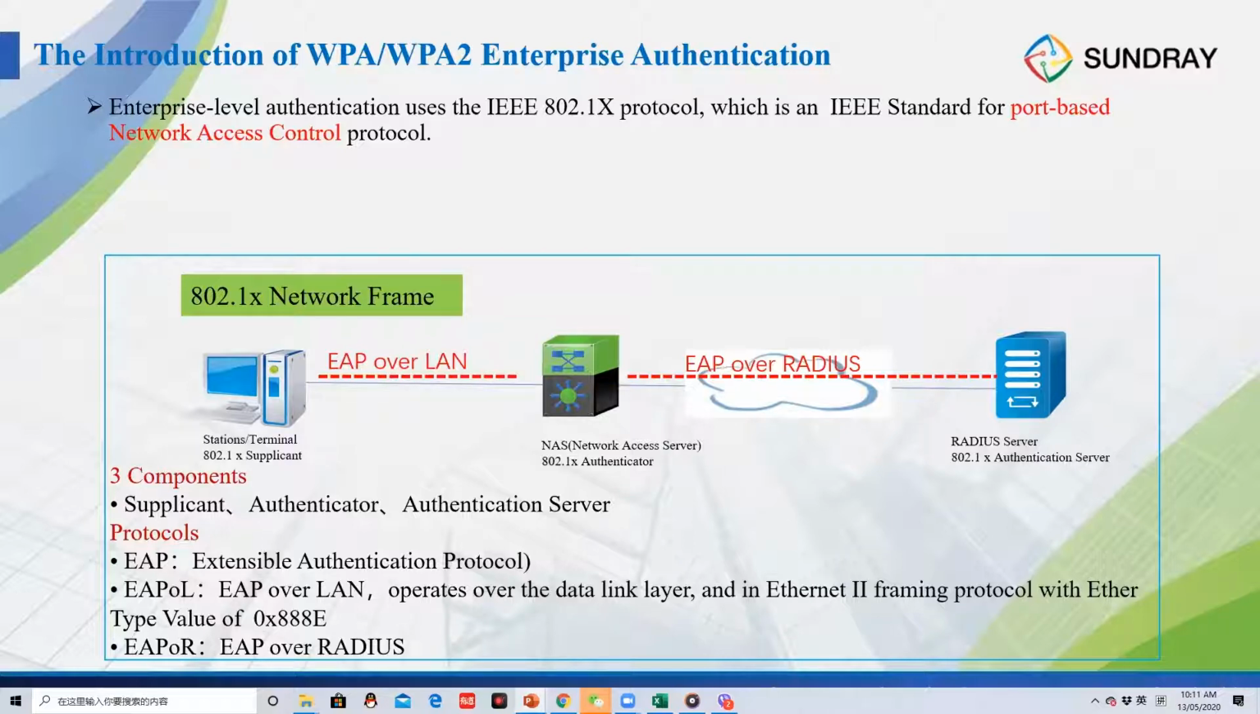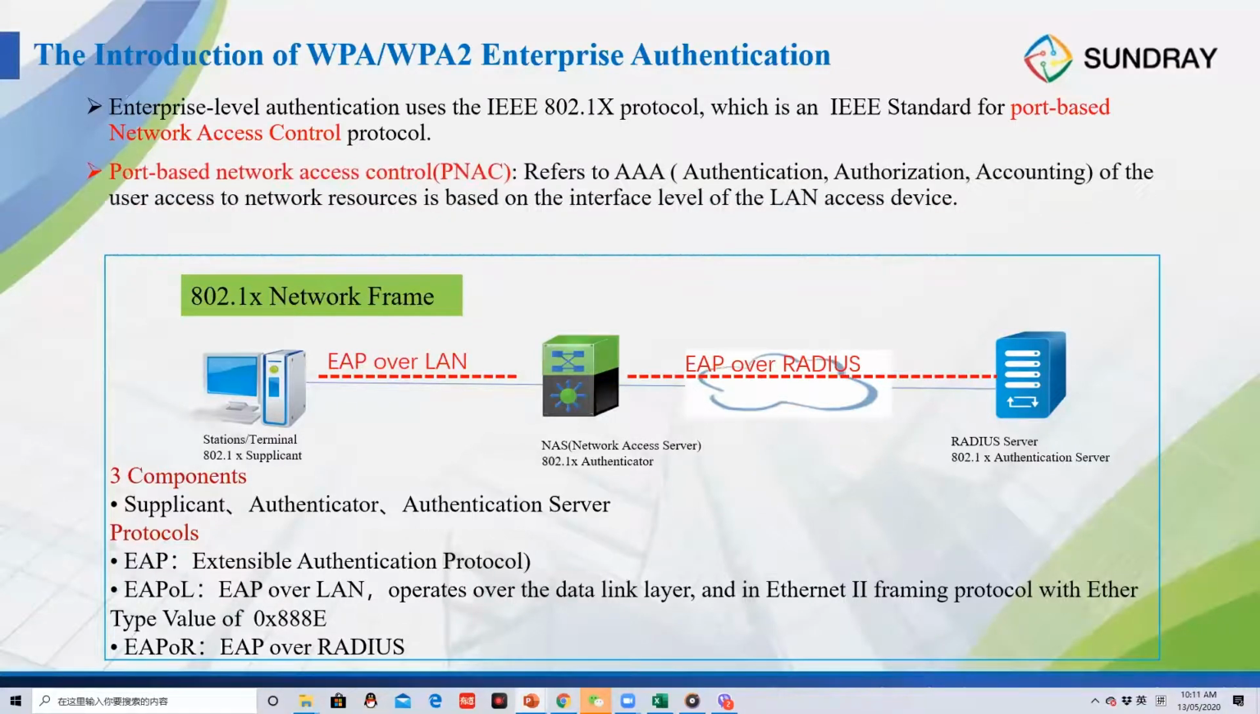So the structure they are using is still the same as 802.1x authentication. In 802.1x authentication, there are three components. The first is the supplicant, which is our desktops and our phones. We call this the supplicant. And then there is the AP and the controller combination. Sometimes we just say AP, sometimes we just say controller.